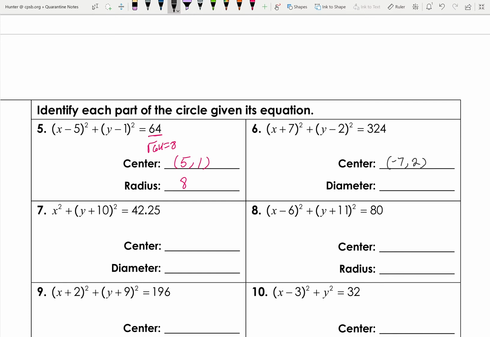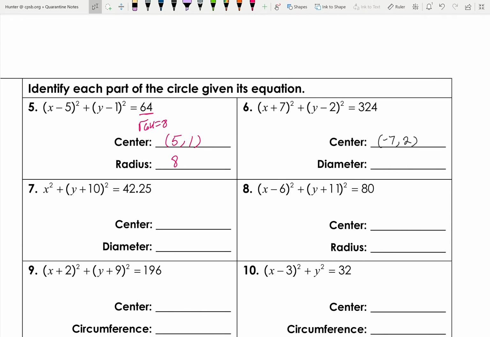Alright, diameter. Ooh, it's asking for diameter this time. Different. So, if I want to find diameter, I know that diameter is equal to 2 times the radius. So let's find the radius first. Radius is equal to the square root of 324. I don't actually happen to know that off the top of my head, so I take the square root of 324 in my calculator. I get that it's 18. So the radius is 18, so that means the diameter is just 36.